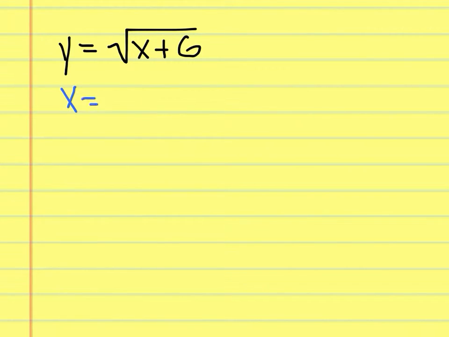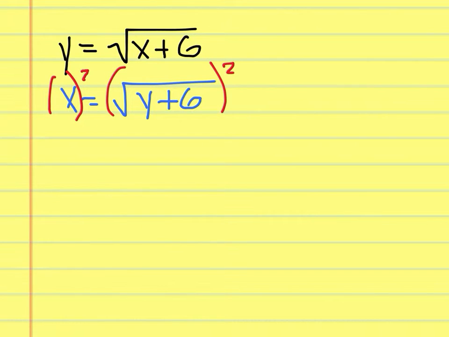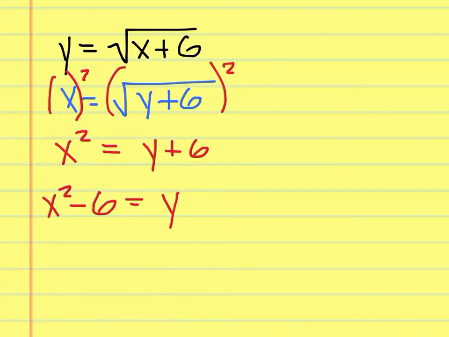Let's find the inverse of y equals the square root of x plus 6. Again, you're going to switch the x and the y, and then you want to get y by itself. The only way you can get y out from underneath the square root sign is to square both sides, which leaves me with an x squared on the left. And if I square the square root of y plus 6, I just have y plus 6. Move the plus 6 to the left, change the sign, and there you have the inverse of y, x squared minus 6.